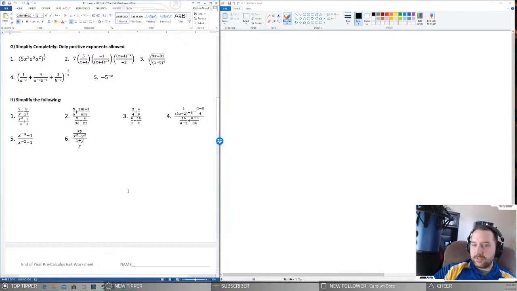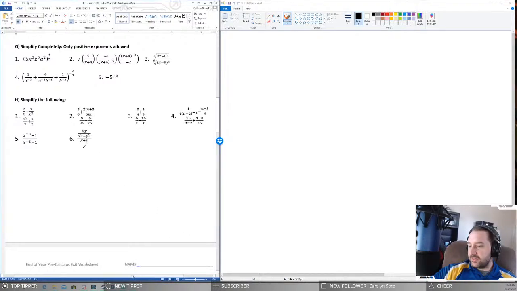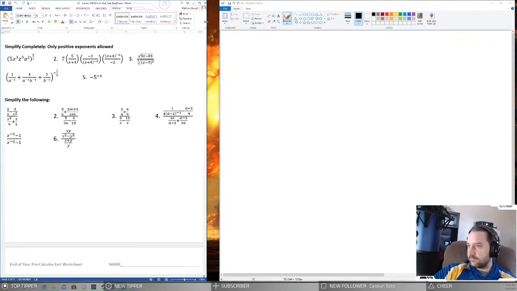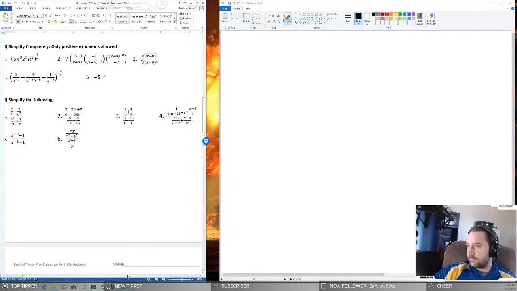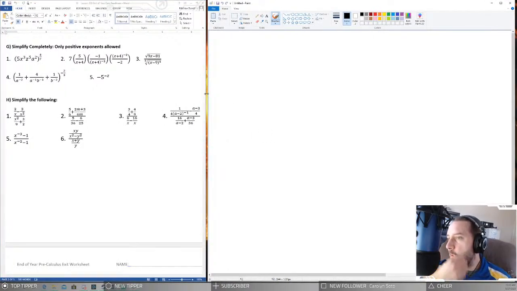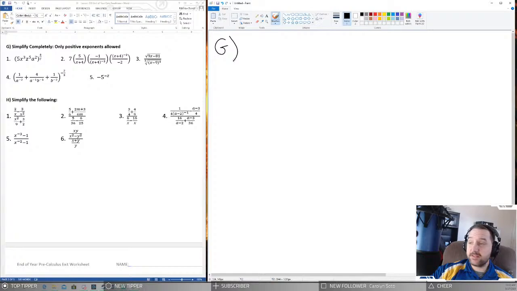All right, so today we're going to go over sections G, H, and I. So in section G, it's all about exponents and how to manipulate them. So we want to be able to simplify it to where there are only positive exponents.